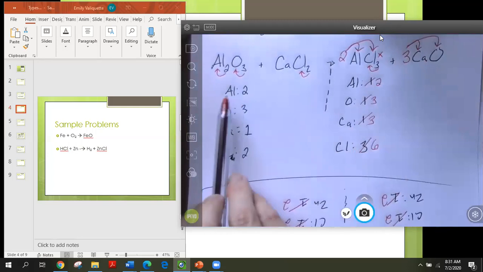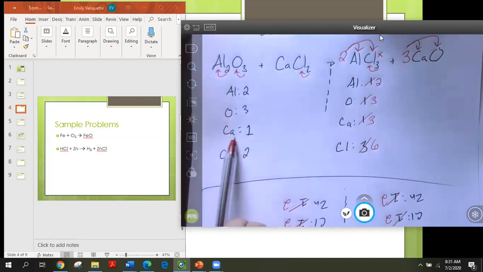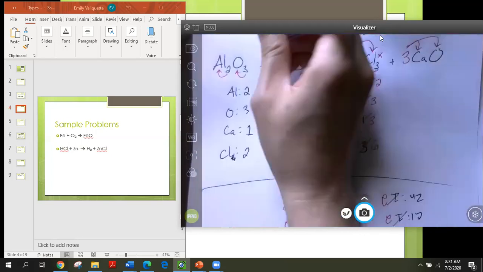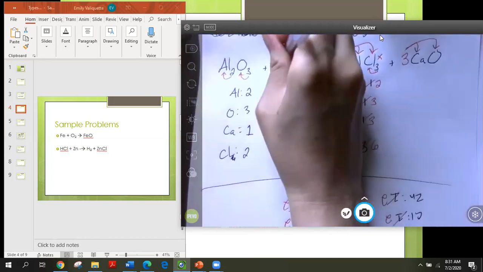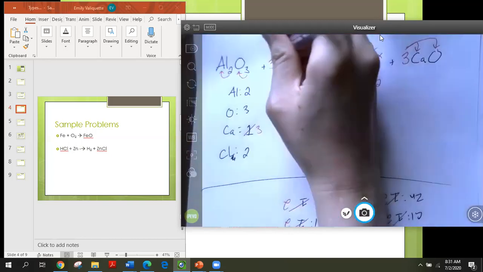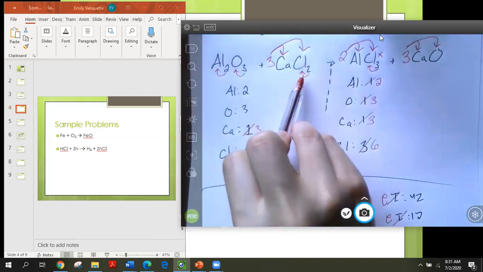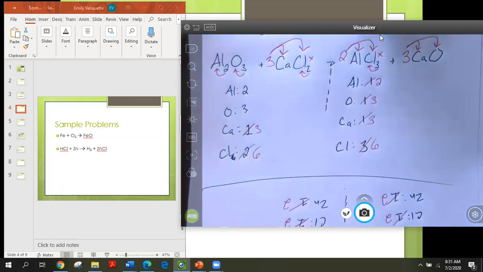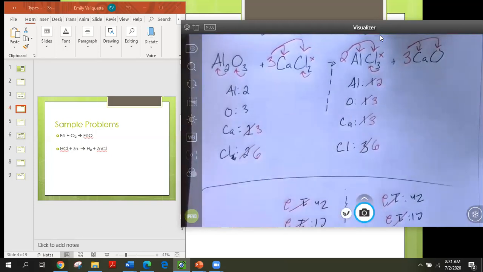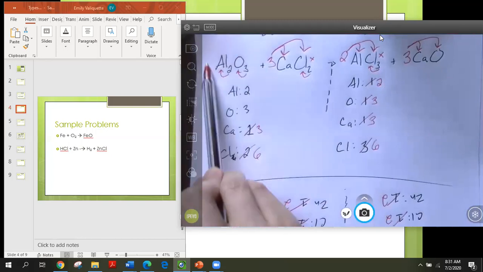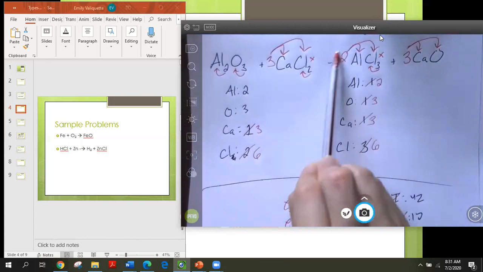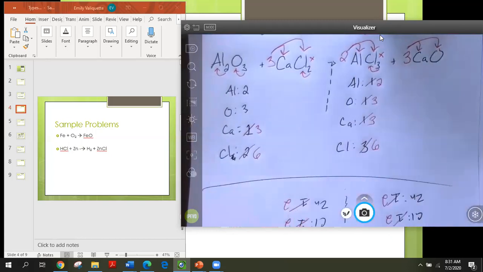Okay, so now my aluminum and my oxygen are balanced. My calcium are not, so I need 3 more calcium on this side here. I have to put a 3 in front. That will give me my 3 calcium. And then I have a 3 and a 2 both applying to the chlorine. They multiply together to give me 6 chlorine. And now everything is balanced. So that is my balanced chemical equation. I have just 1 aluminum oxide, 3 calcium chloride, 2 aluminum chloride, and 3 calcium oxide.